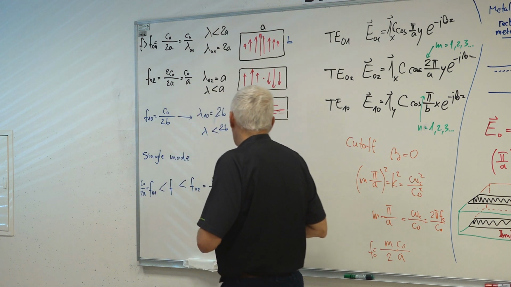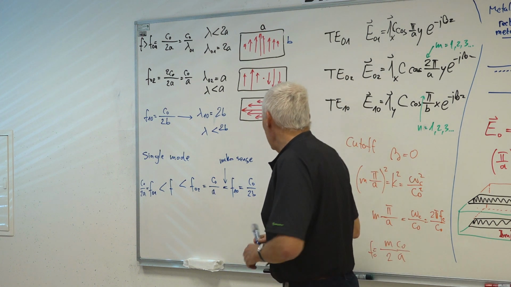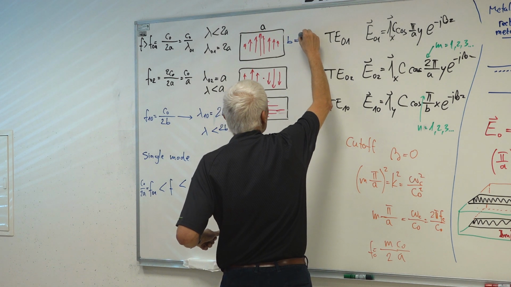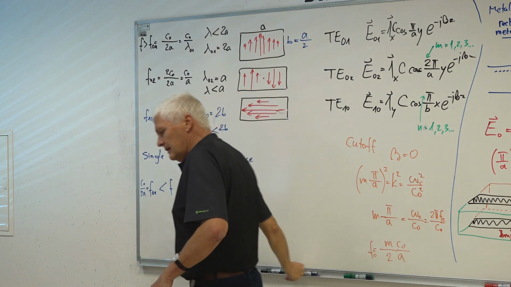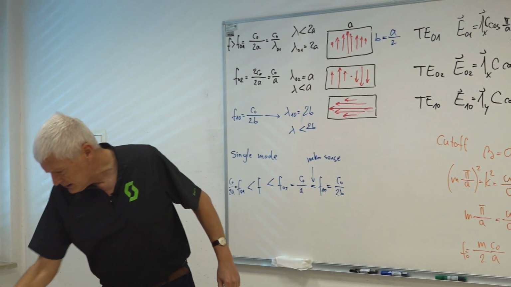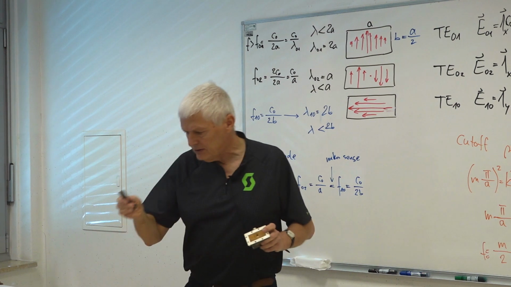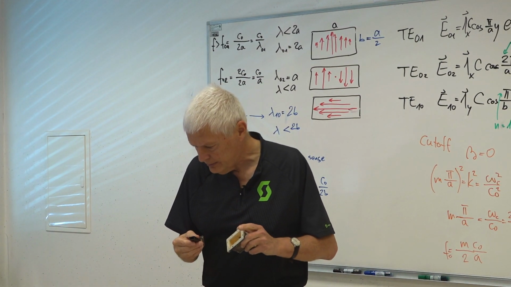So to have the broadest possible waveguide, A should be 2B, or B should be A half. And this is true for most waveguides. Say, for this waveguide here it is true. It's also true for this waveguide here. The sides here are in the ratio 1 to 2.